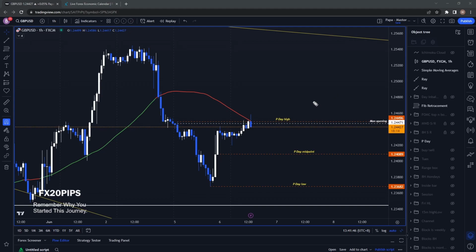Now just at a glance, what time are we at? We are at 1:41 PM. Frankfurt is going to open in 19 minutes. London will be another hour and 19 minutes.